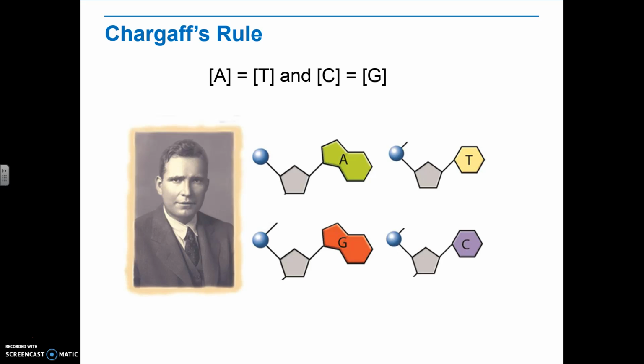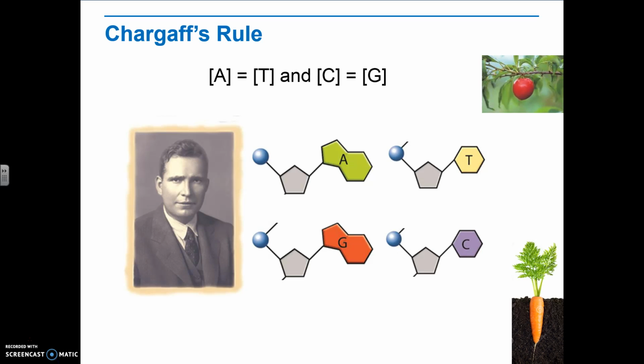So he came up with the base pairing rules, and A will always bond or pair with T, C will always bond with G. An easy way to remember this is that apples grow in trees, A goes with T, and carrots grow in the ground, or C's go with G. So you'll always have that base pairing rule.